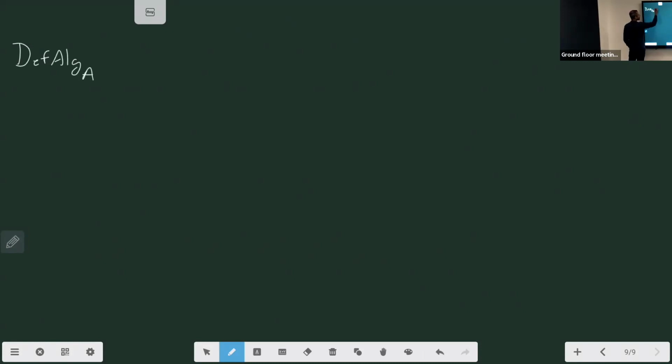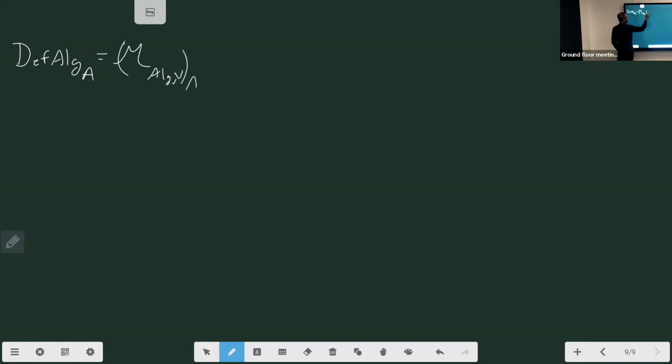So for example, you could take the example M-alg and compute it at a point. So you could look at Def-alg of A, which is the completion of M-alg at some point A, where A is some associative algebra structure.